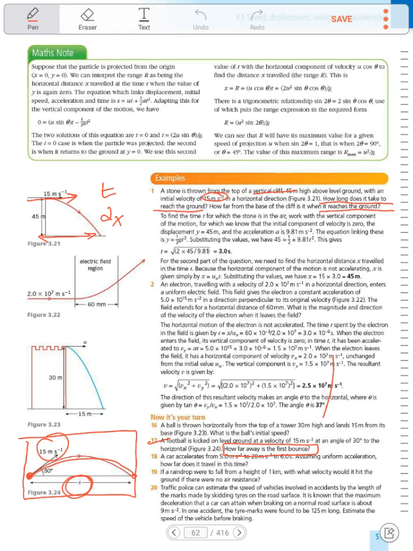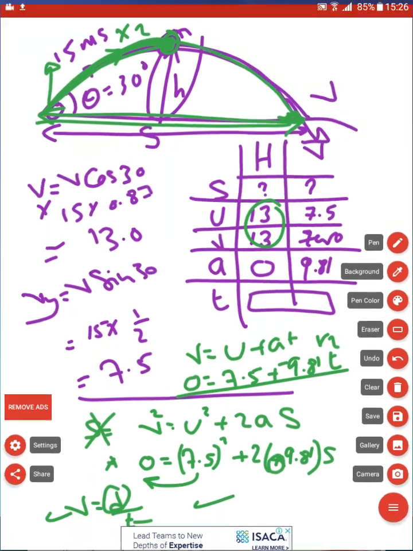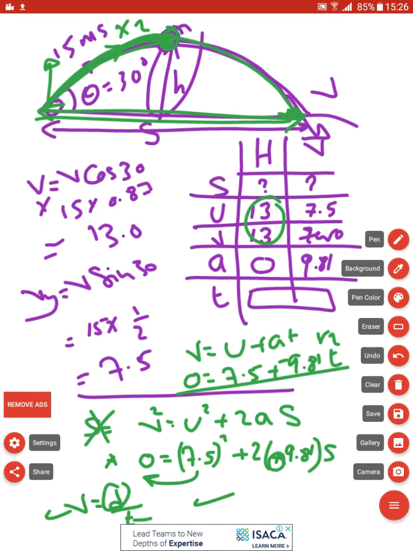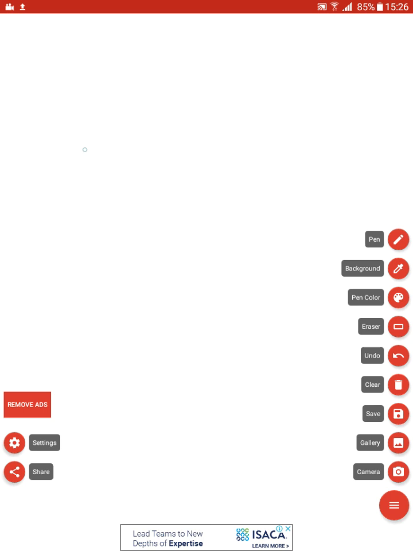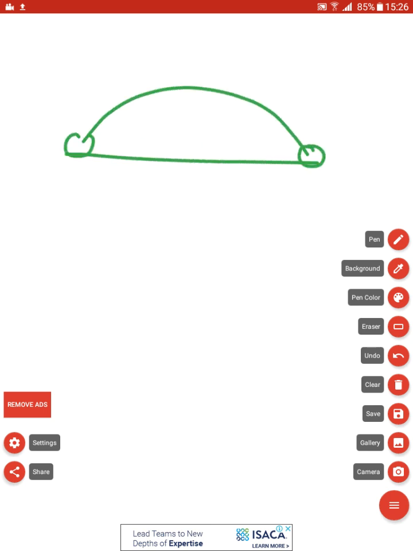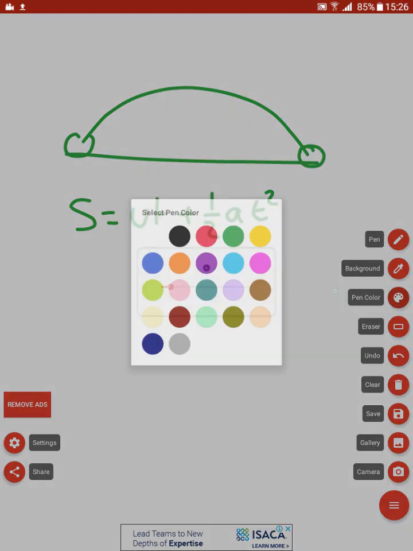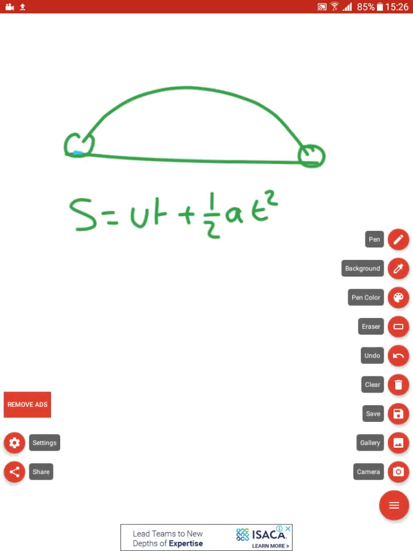Now, if the object moves like this, let's have a new page. The object moves from here to here, and I want to find the total time traveled by the object. I can use s = ut + ½at². Since the object comes back to its original place, the vertical displacement of this object is 0.